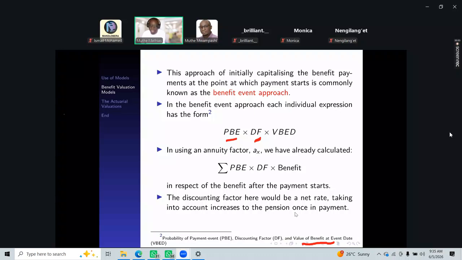So the key difference is that for the previous one, you do it for each year, and then you find the present value of that. But for this one, you just assume the event is at this point, and it makes more sense if the payments are regular and a fixed amount. So you can use annuity ideas to find the value at that point and then discount that.